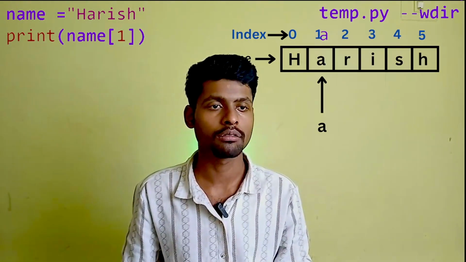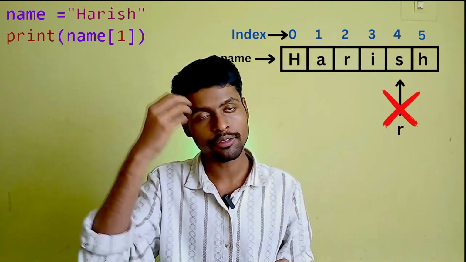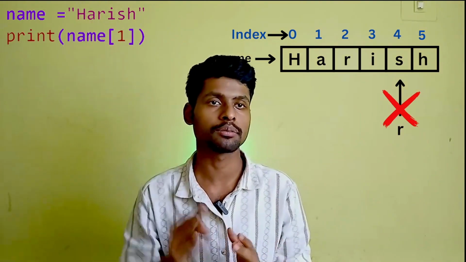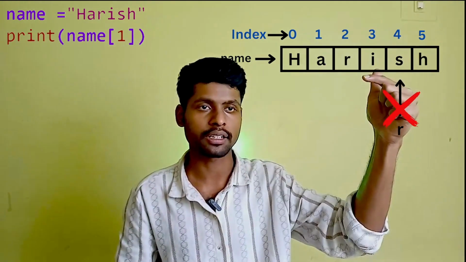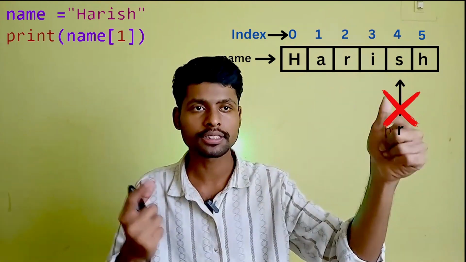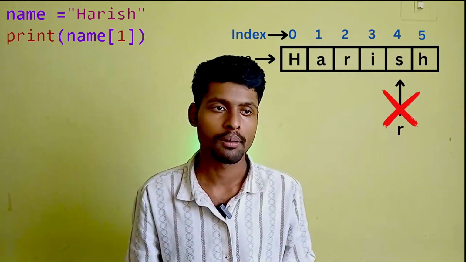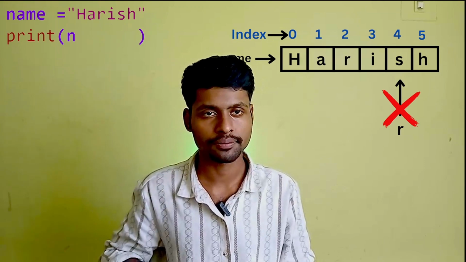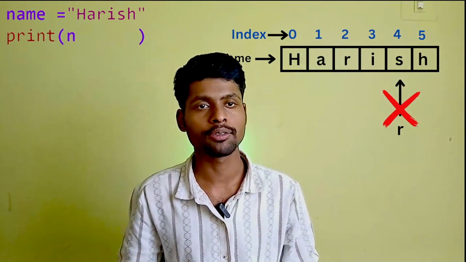Next, one more thing is, we all know that string is an immutable data type, so we can't modify any character within a string. Now let's try. I want to modify the s character into r. Let's try first. What is the index value? 4. The index value of s is 4.